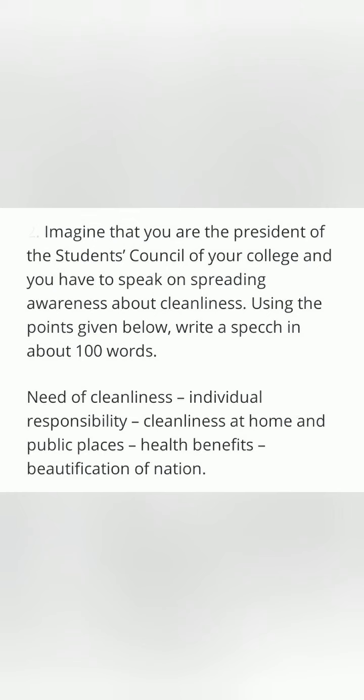Need of cleanliness, why you have to be clean; individual responsibility as a responsible citizen, how you have to be clean; cleanliness at home and public places; health benefits when you are clean; and beautification of the nation. As a citizen you have to keep your surroundings clean and make your nation beautiful. You have to write a speech on all those points. As I told you, include the introduction, the body of the speech, and the conclusion. Everything is very important there.